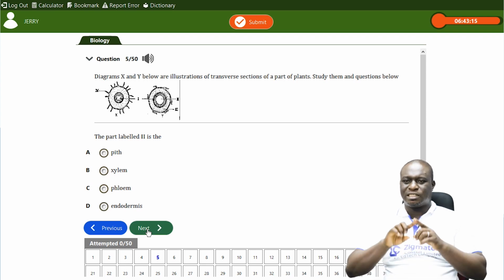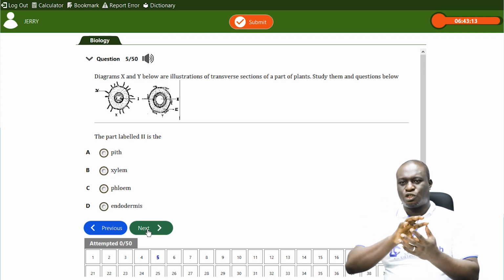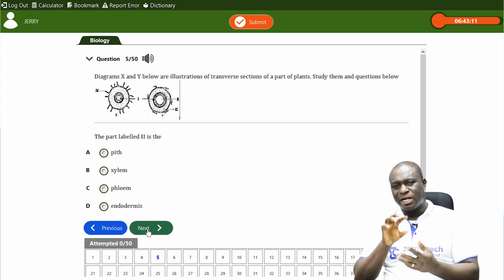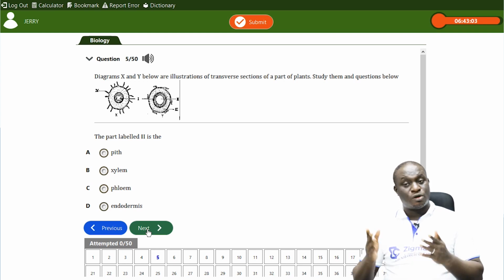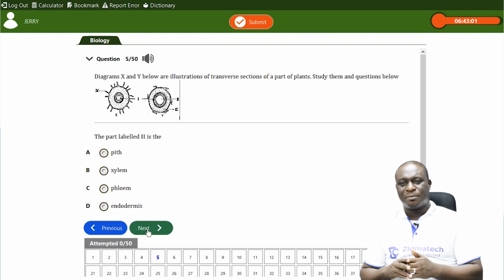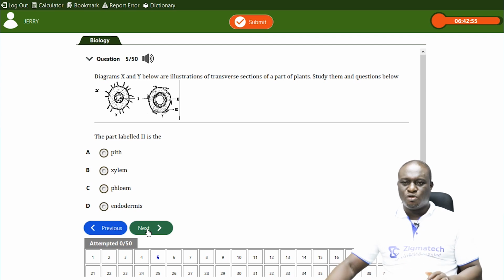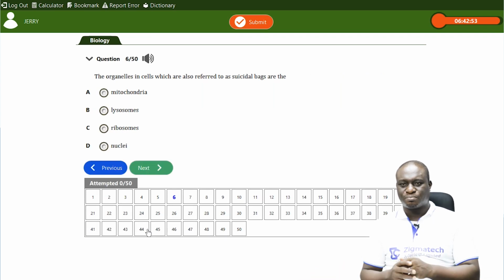So the pith is just a hollow or an opening found mostly in the monocotyledonous root of a plant. And then you can also see it in the dicotyledonous stem of a plant. All right. Now look at the next question we have there.